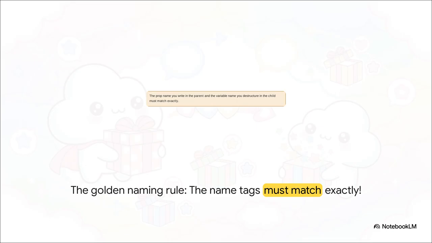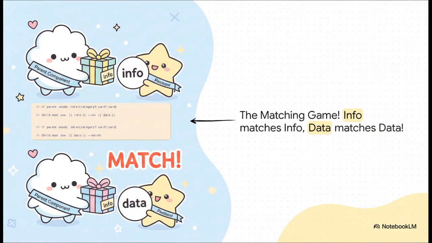So the crucial point is what we call the golden naming rule. The name the parent writes on the tag must be the exact same name the child is looking for, or the magic just won't work. If the parent writes "my awesome toy" on the tag, the child literally has to be looking for a tag that says exactly "my awesome toy." If even one letter is different, the connection fails and no present for the child. No way.